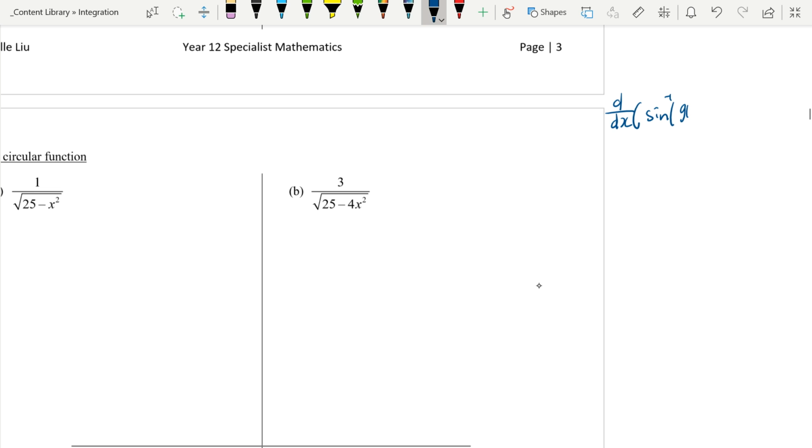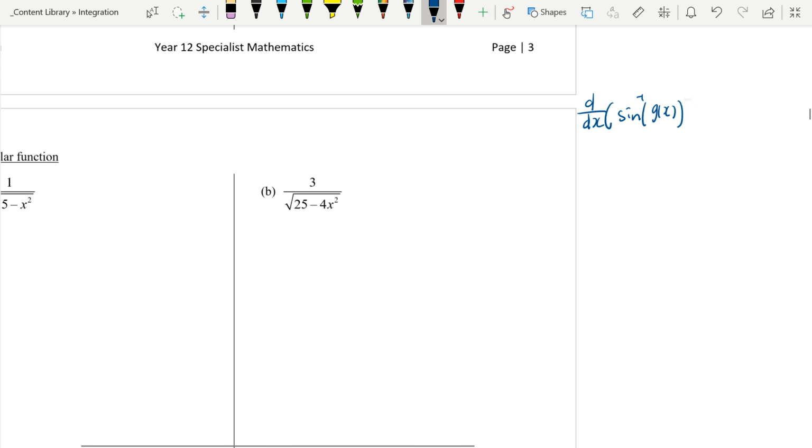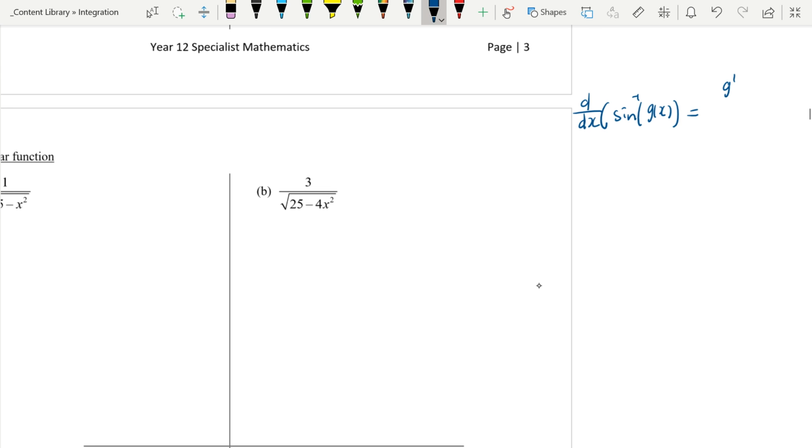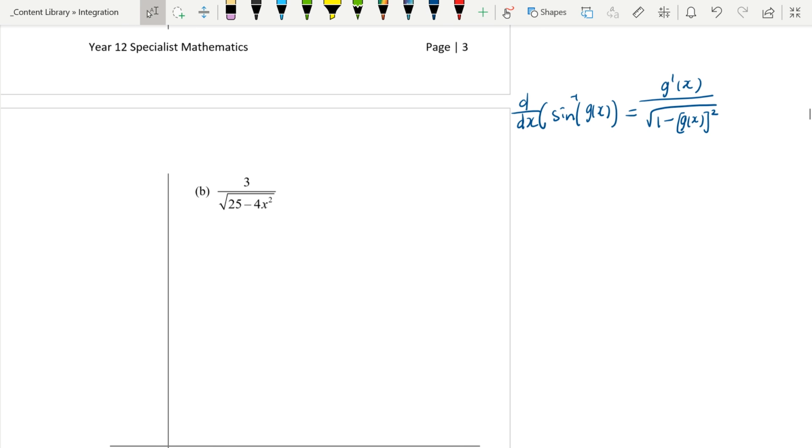Sine inverse gx. If I want to differentiate that one, you will have g dash x over square root 1 minus gx squared. This is the rule I ask you to remember, and for antidifferentiation, I will use this to go backwards as well. I don't want you to remember any other rules more than that. For each formula, just remember the most complex one, and if you work backwards from that, you get the answer easily.